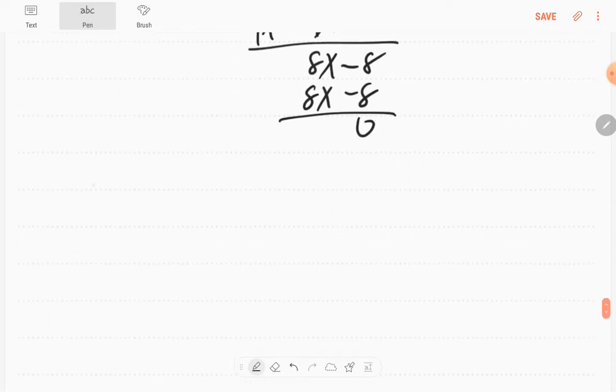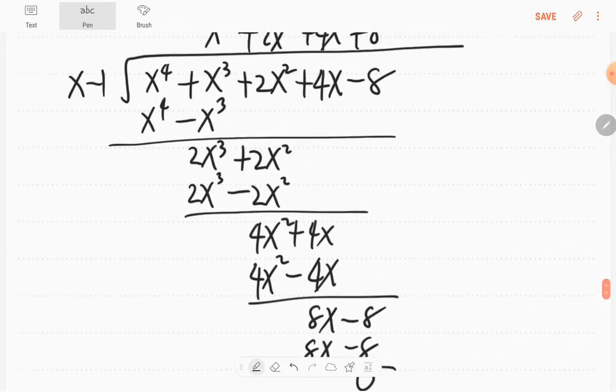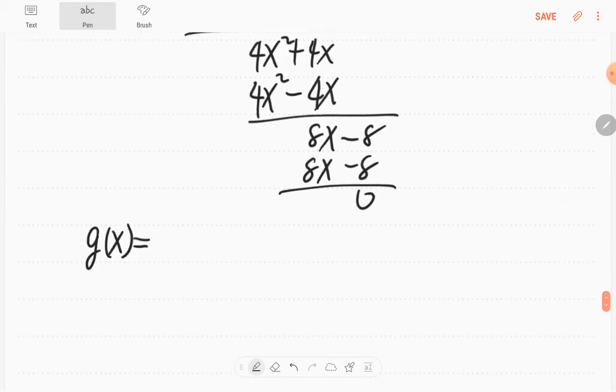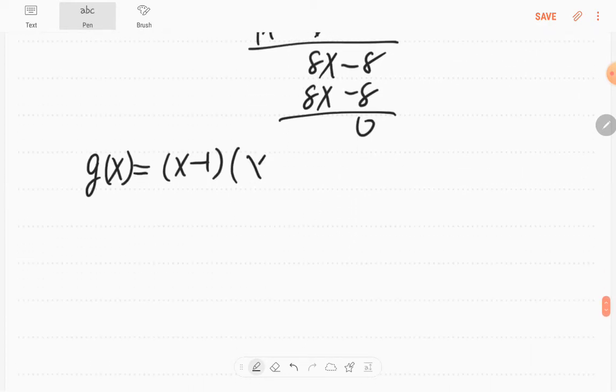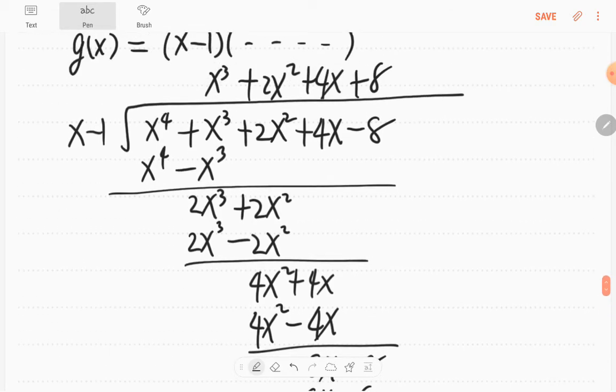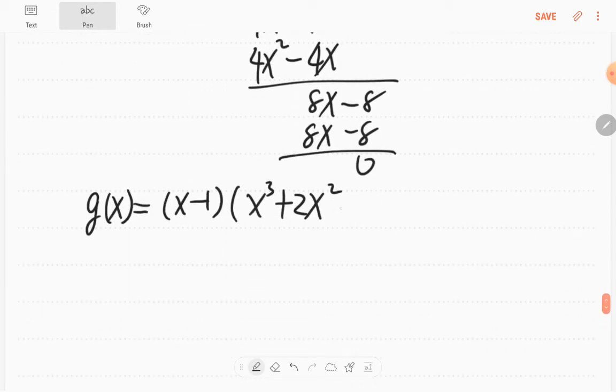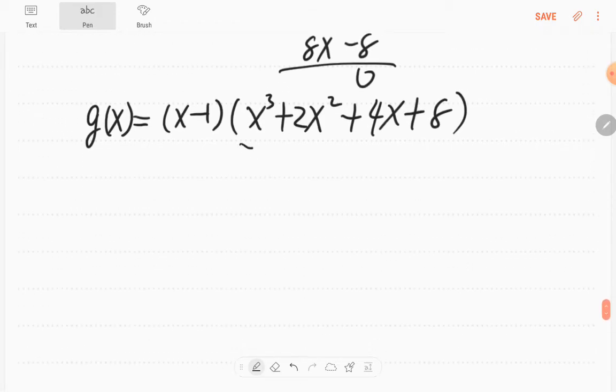So in other words, our g of x is equal to x minus 1 times x cubed plus 2x squared plus 4x plus 8, right? Then let's consider this part.